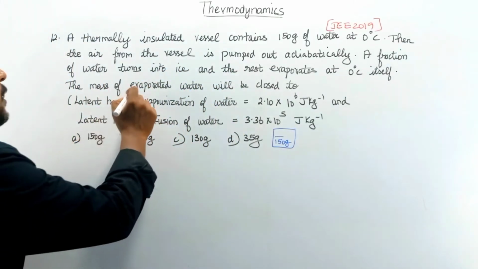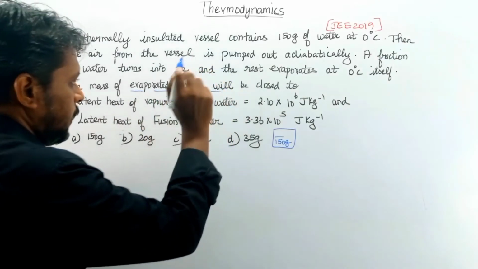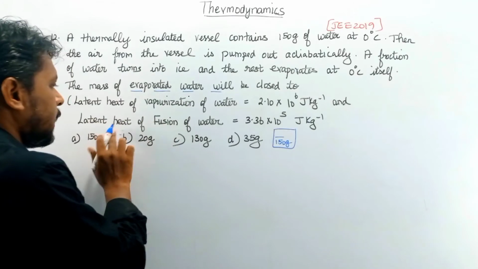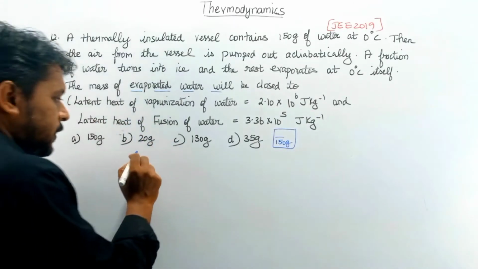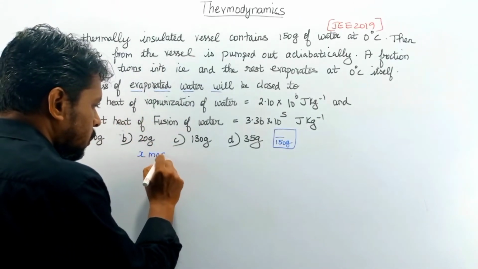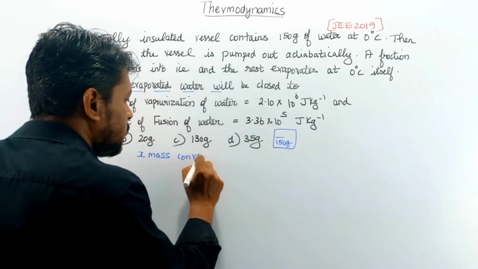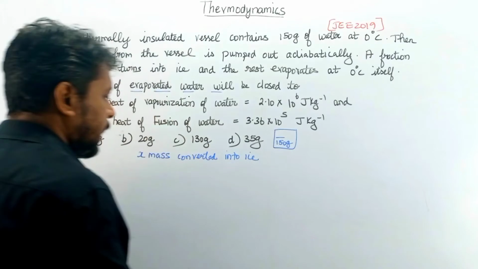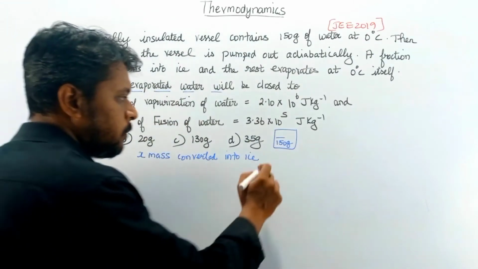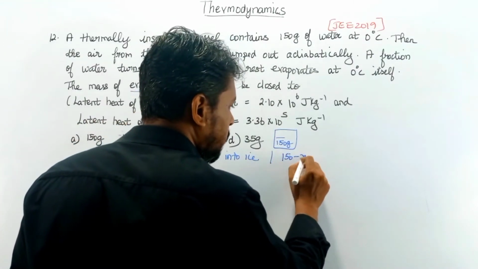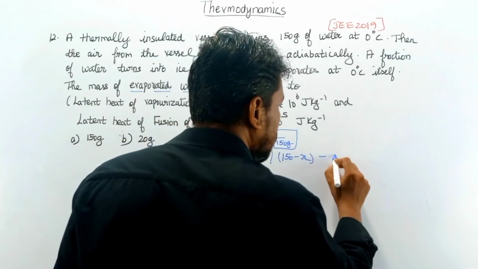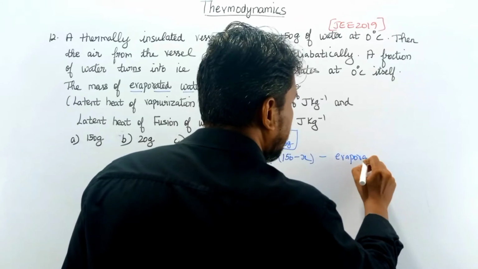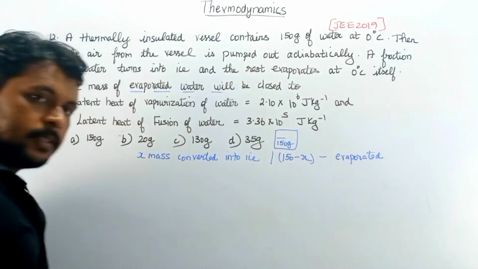So they are asking what the mass of the evaporated water will be. Okay, they have given all the things: latent heat of evaporation of water and latent heat of fusion of water, all are given. So let us take X mass is converted into ice. From this it means that 150 minus X is evaporated.